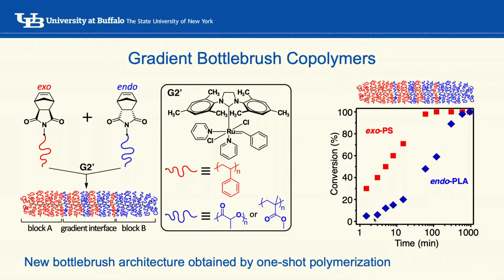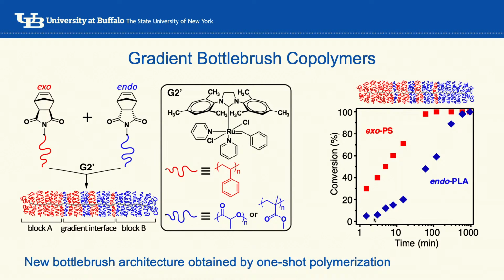Okay, how do we make this polymer? We start with two what are called macromonomers. It's a short polymer chain with a polymerizable group, and another short chain with a different polymerizable group. This one is an exo-norbornene, this is endo-norbornene. This polymerizes faster than this.